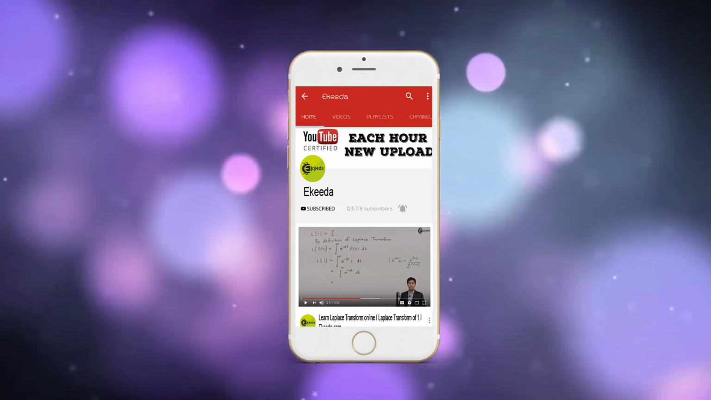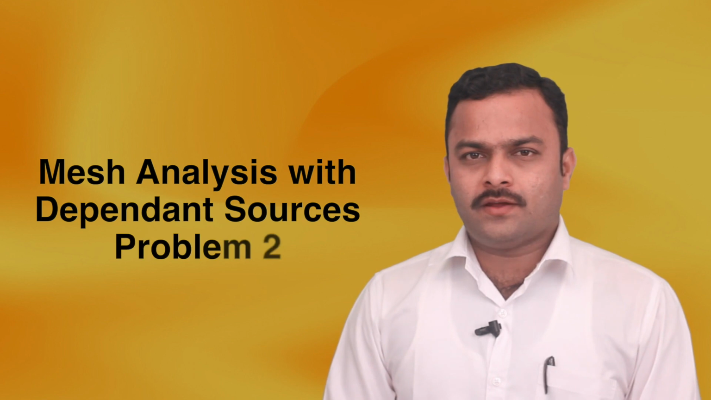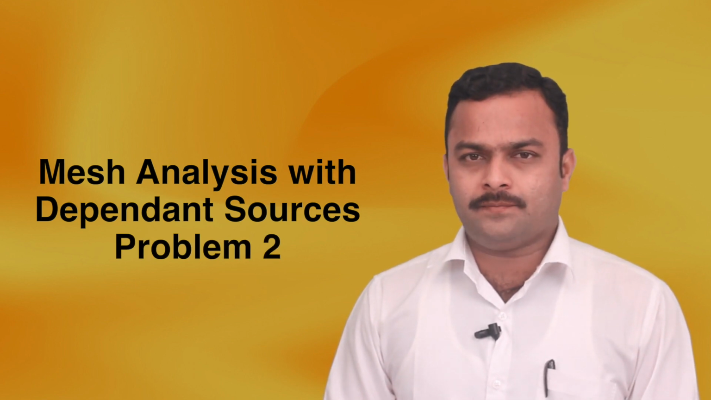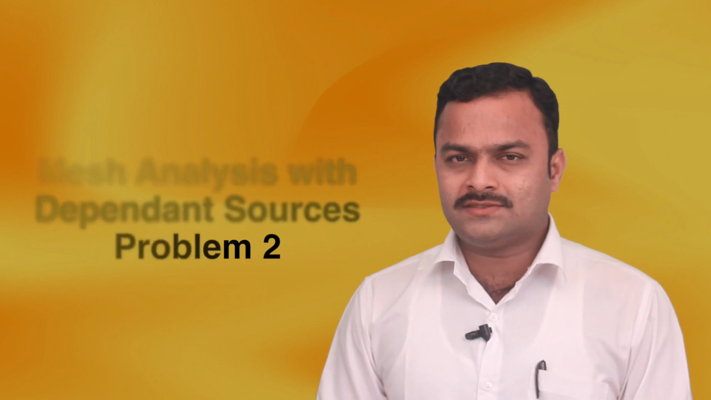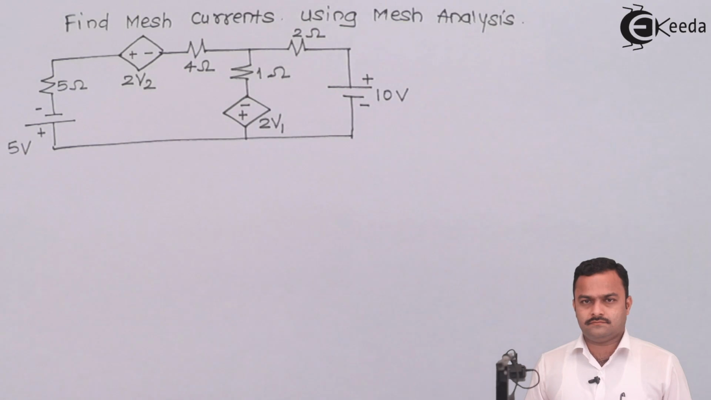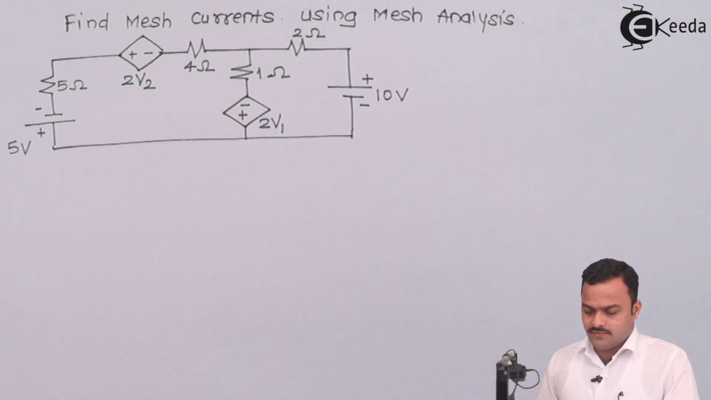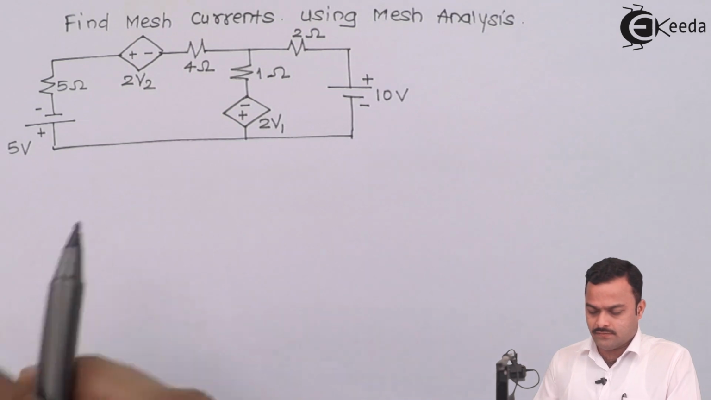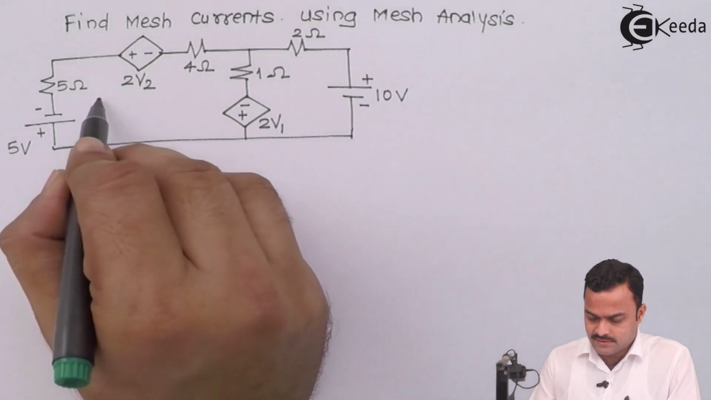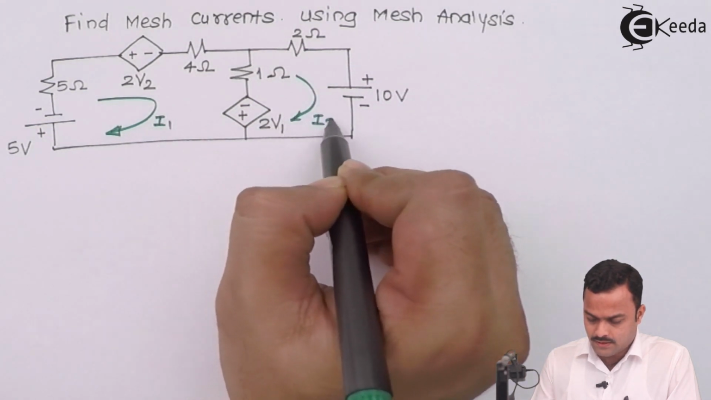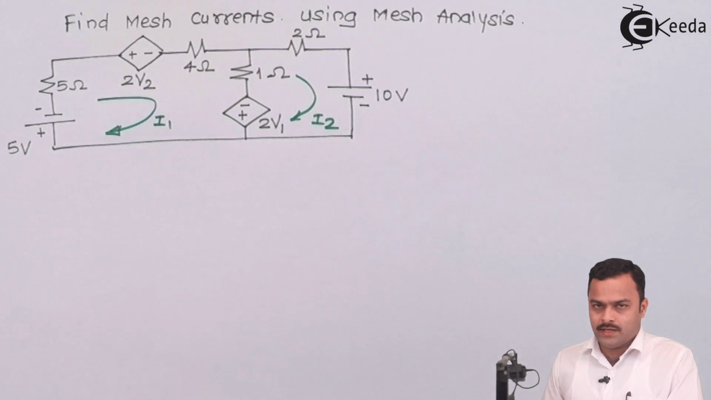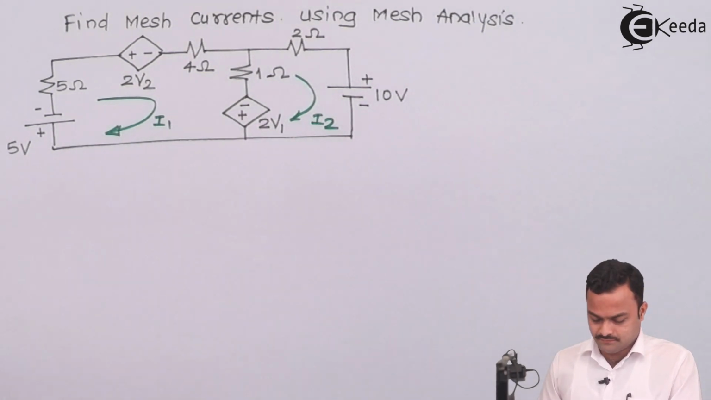In this video, we are going to see a problem where we have to get mesh currents using mesh analysis when dependent sources, precisely a voltage dependent voltage source, are given. So here the problem is: find mesh currents using mesh analysis for this circuit, where the mesh currents are I1 and I2. So we have to get I1 and I2 for the circuit given over here.